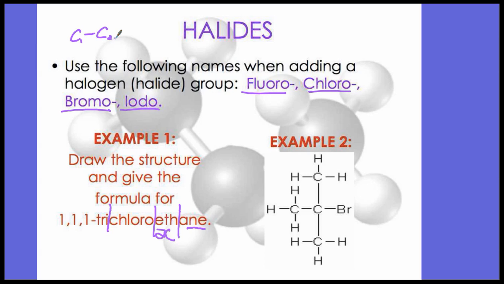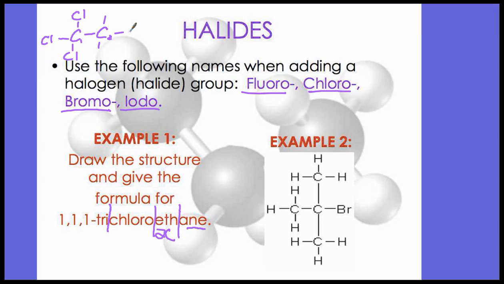What's the tri for? Tri in the last unit meant 3. I have 3 chlorines. Where do they go? On carbon number 1 and carbon number 1 and carbon number 1. Don't we need to add more hydrogen? Carbon number 2 gets hydrogens. But doesn't the chlorine need something? Chlorine needs how many bonds to be happy? Just one more. So it's happy.